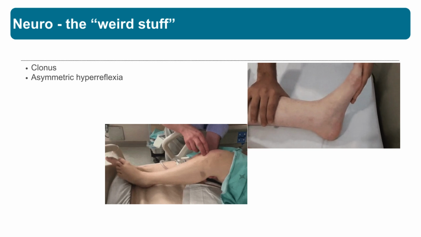Similarly, in the bottom left image, you can see that this tap is very, very robust. They can kick very strongly, and you want to really be assessing to make sure, number one, is that symmetric, right? If it's not, then we want to be worried about a neurological abnormality. Some people are, in fact, a little bit more hyperreflexic, but in the setting of a limp, especially if there's a unilateral abnormality, you have to be concerned about a neurologic finding.